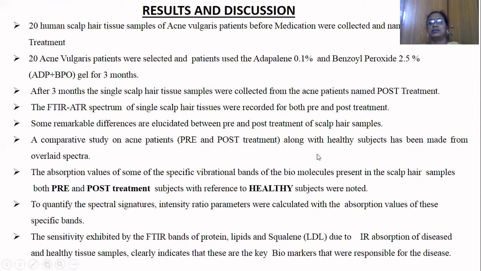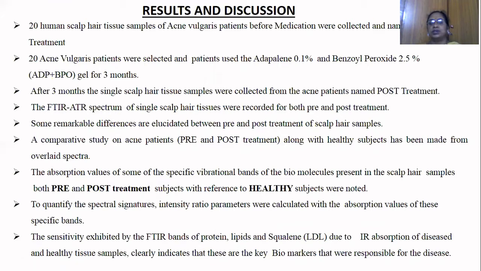So the comparative study is made, and the absorption values of the specific vibration bands of the biomolecules present in the scalp tissues for both post-treatment and healthy subjects are noted. In order to quantify the spectral signature, intensity ratio parameters are calculated with the absorption values of these specific bands.